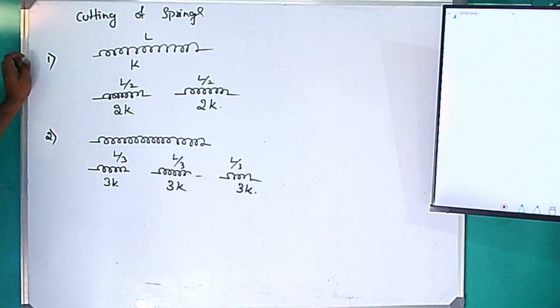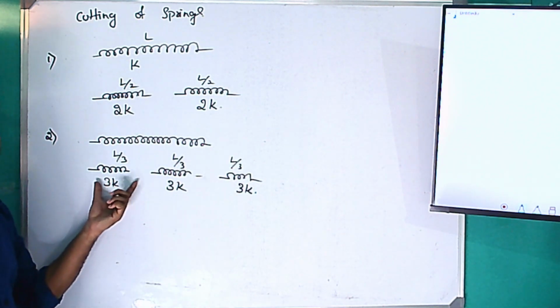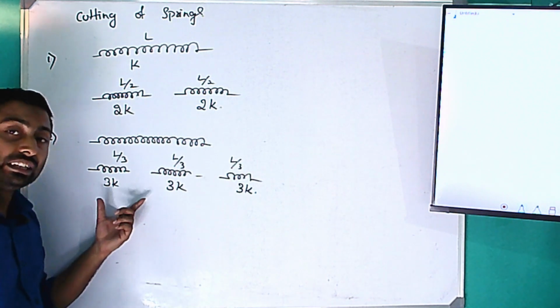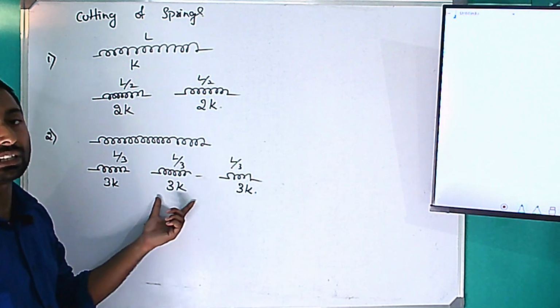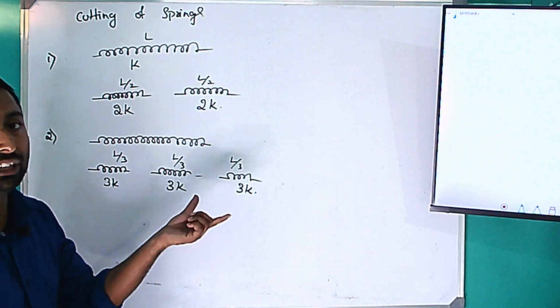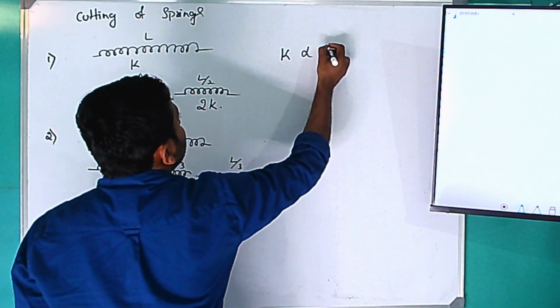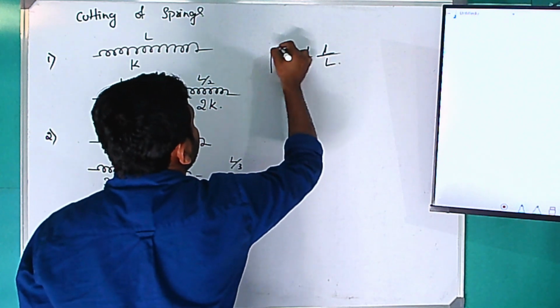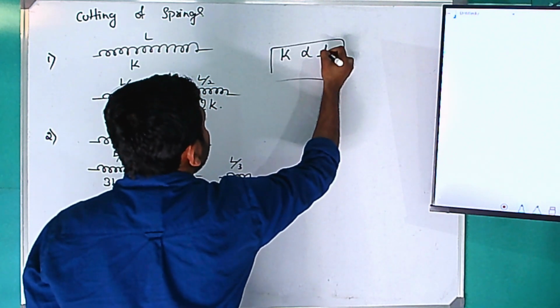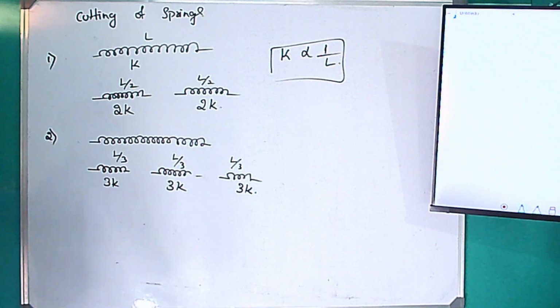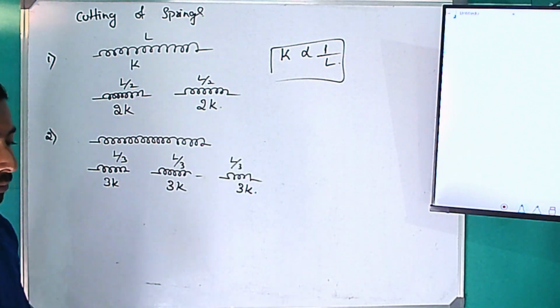Similarly, if I cut into n parts, the length of each part obtained will be L divided by n, and the spring constant of each part will be n times K. So that means K is inversely proportional to the length of the spring. Look at this equation. As length increases, spring constant decreases. So make a note on this one. You will have a problem on this one.